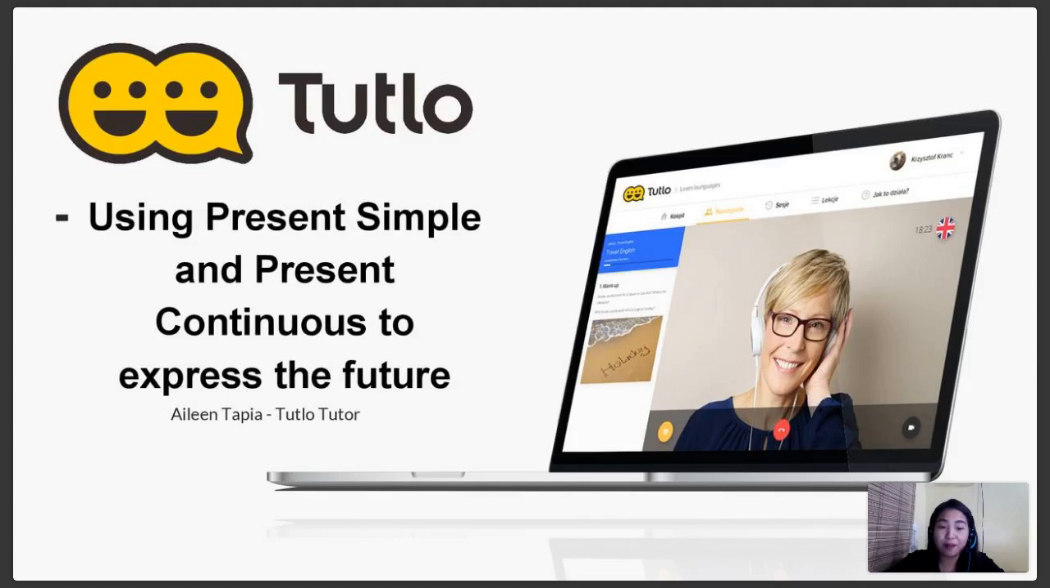Today we're going to discuss how to use the present simple and present continuous to express the future. I chose this topic because knowing how to speak English in many different ways is also important, rather than just choosing the easy way. It's very good that we know different kinds of grammar rules to improve our English skills, right?